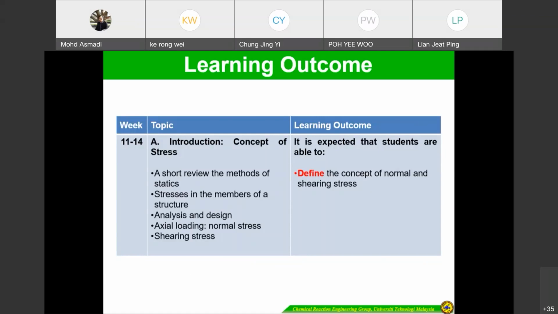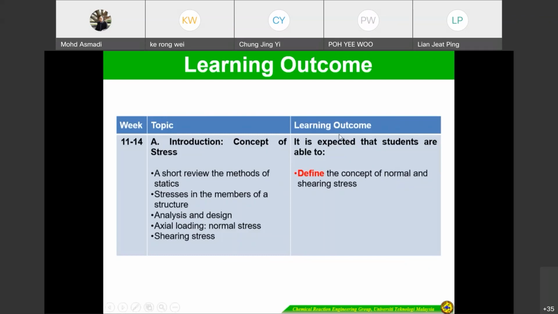Let's continue. For this chapter, first I am going to give a short review of the methods of statics, and then stress in the members of a structure, analysis and design, normal stress and shearing stress. I'm not sure whether you learned about axial loading and shearing stress in your statics class. I hope that you can define the concept of normal and shearing stress, and do the analysis by using the method of joints and the method of sections.